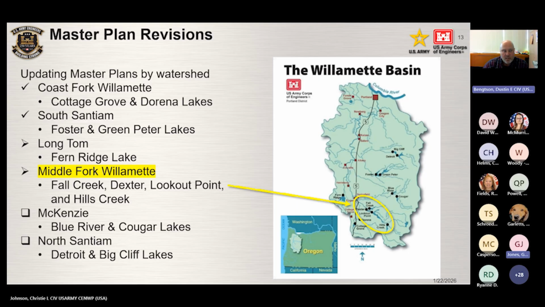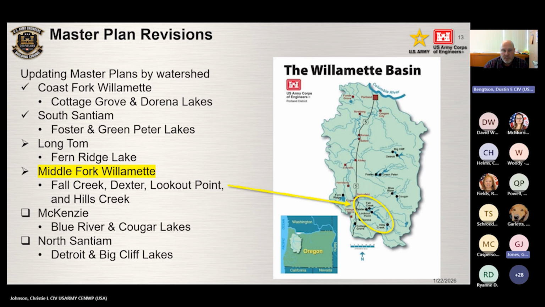The Coast Fork master plan, which incorporated Cottage Grove and Dorena Lakes, and the South Santiam, which is Foster and Green Peter, both of those master plans were completed this year. And so we're currently working through two somewhat concurrently. The Long Tom master plan, which is Fern Ridge Lake, and then the grouping that we're here to talk about today, which includes Fall Creek, Dexter, Lookout Point, and Hills Creek in the Middle Fork.